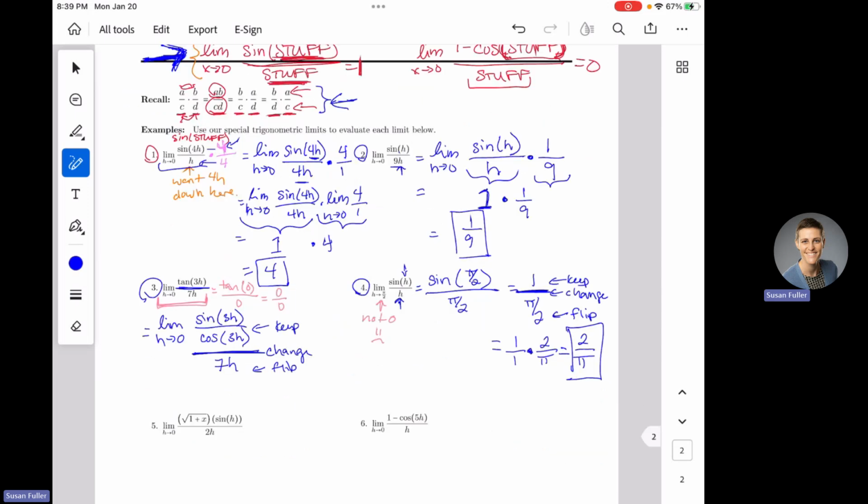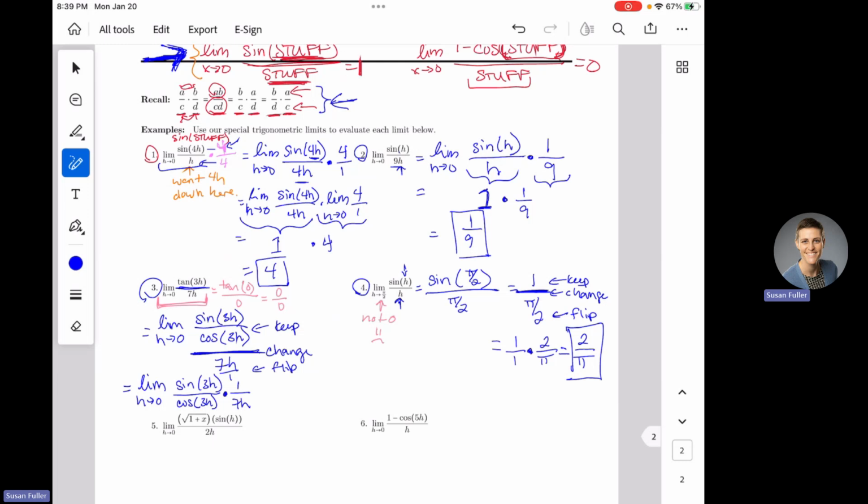So this becomes the limit as h goes to 0 of the sine of 3h over the cosine of 3h times, I'm changing that division to multiplication, and I'm going to flip the bottom. This is a hard thing to make your brain do. 7h is 7h over 1, so when you flip it, you get 1 over 7h. Make sure your brain flips it. Okay, so we changed, we flipped, and now we're stuck. I don't have anything else that I can do.